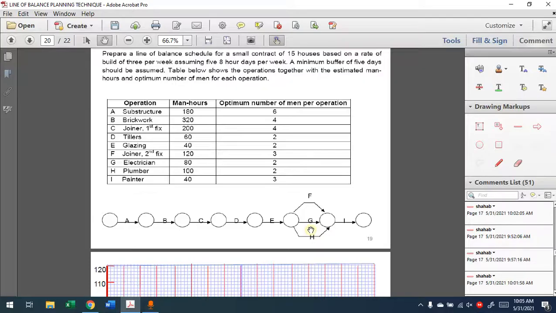So remember, please, when we said that activities cannot cut each other in line of balance, what we mean is the activities that depend on each other. Look, D cannot cut C, E cannot cut D, but those can cut each other, F, G, H. But look, they cannot cut E, because the finish of activity E is required for the start of all three. So FGH, joiner, electrician, and plumber, they depend on glazing. Glazing will finish, and those three will start. It means that FGH cannot cut E in the line of balance.